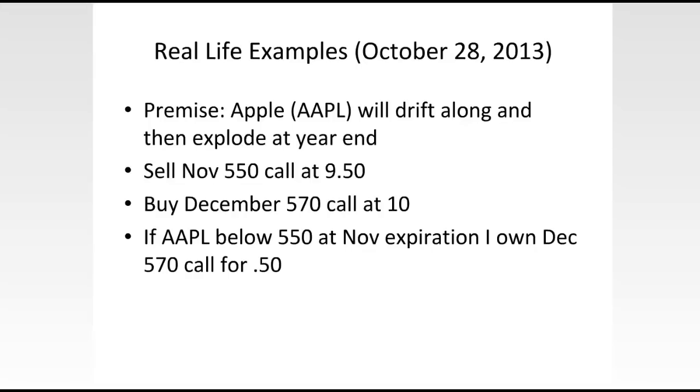What you could have done was sold the November 550 call at 9.50 and bought the December 570 call at 10. If your premise was correct and Apple finished below 550 in November, you have the December 570 call for only 50 cents and not 10. Now, because the strikes are different in this example, we call this a diagonal calendar spread.